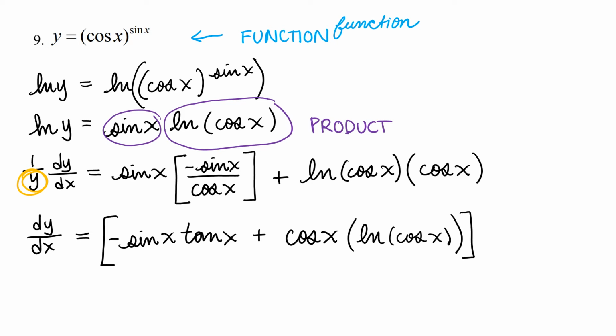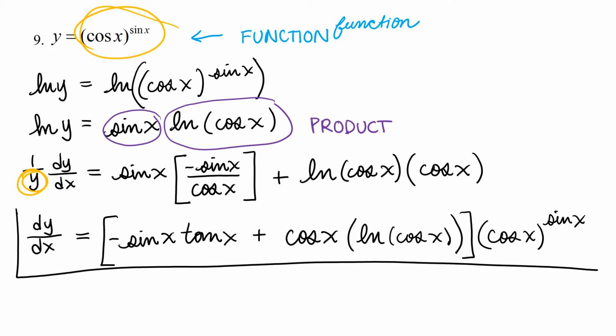And then we multiply both sides by y, but we know what y is. y is cosine of x to the sine of x, so we can substitute that in for the y. So that means we're multiplying by cosine of x to the sine of x. And that is our derivative.